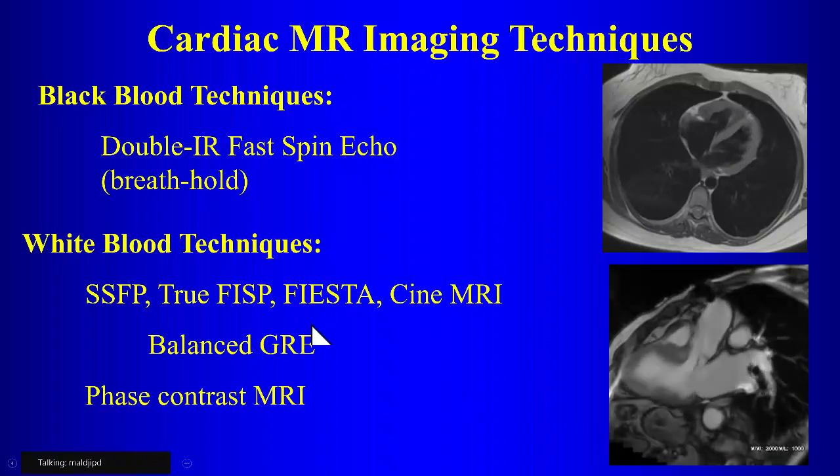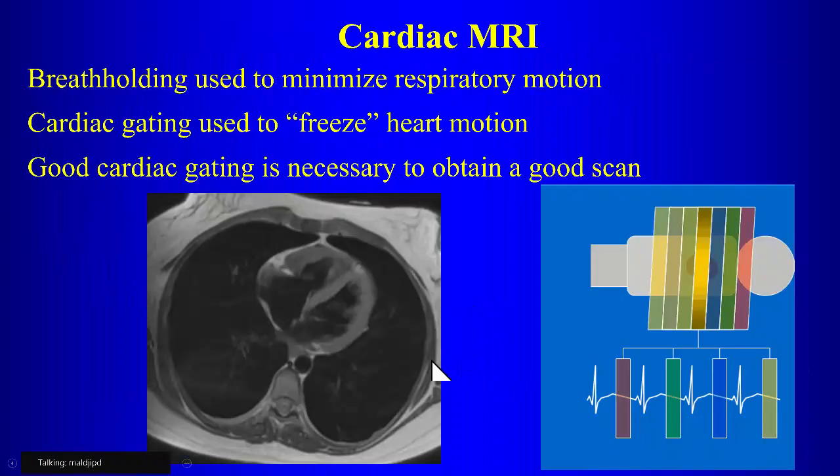These bright blood techniques are used for evaluation of cardiac function and wall motion. These are the ones that give you movies, right? So the black blood imaging usually gives you a still picture, and then the white blood imaging gives you these movies that you can look at.